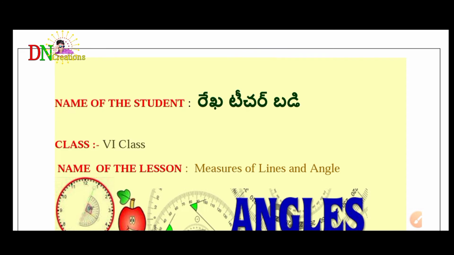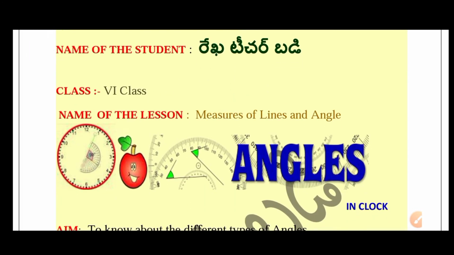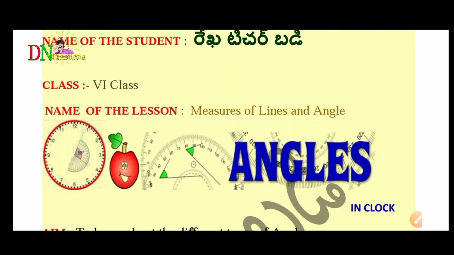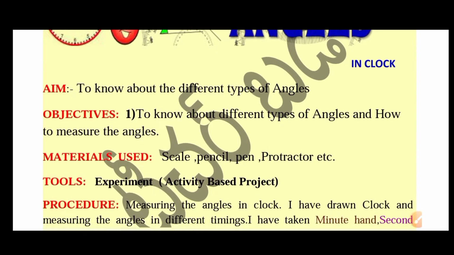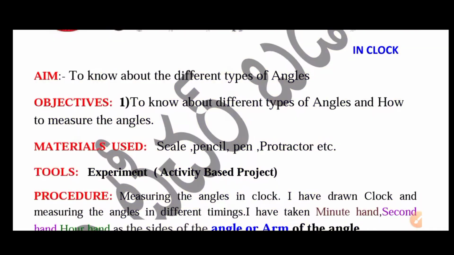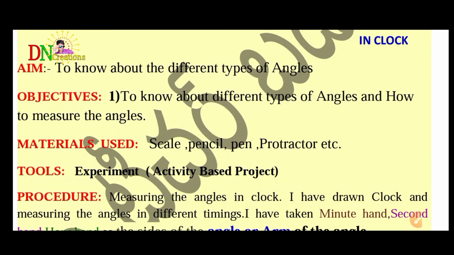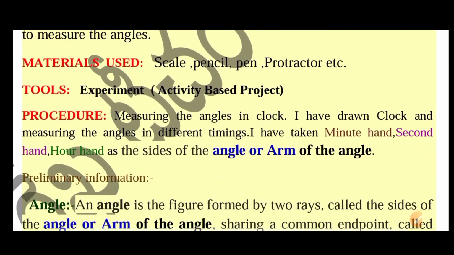Name of the student, Rekatika Buddy, V class. Name of the lesson, measures of lines and angles in clock. Aim, to know about the different types of angles. Objectives, 1. To know about different types of angles and how to measure the angles. Materials used, scale, pencil, pen, protractor etc.